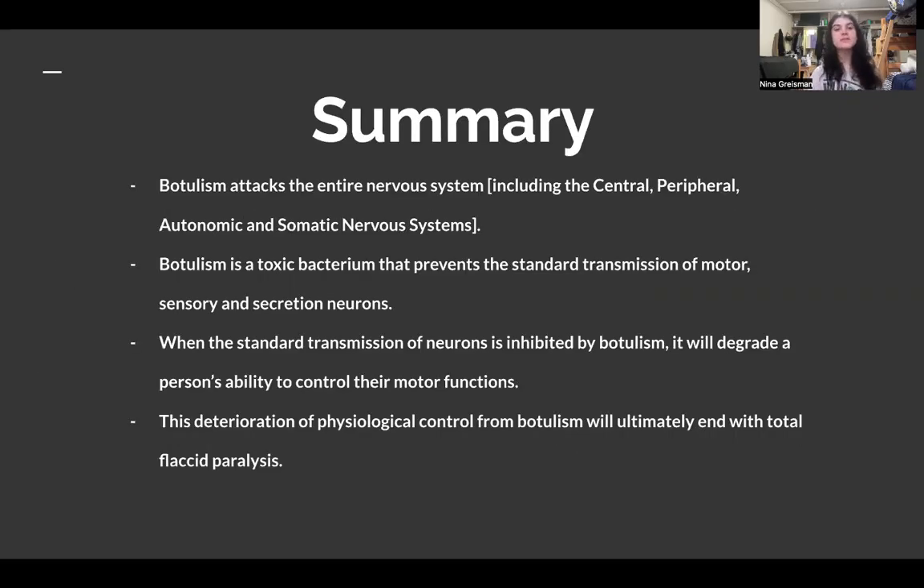And in summary, botulism attacks the entire nervous system, including the central, peripheral, automatic, and somatic nervous systems. Botulism is a toxic bacterium that prevents the standard transmission of motor, sensory, and secretion neurons. And when the standard transmission of neurons is inhibited by botulism, it will degrade a person's ability to control their motor functions and their entire nervous system at large. And this deterioration of physiological control from botulism will ultimately end with total flaccid paralysis.